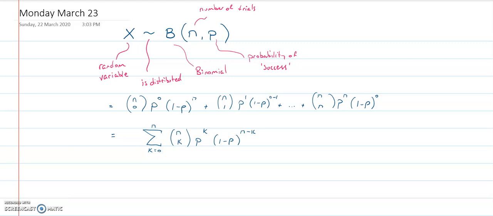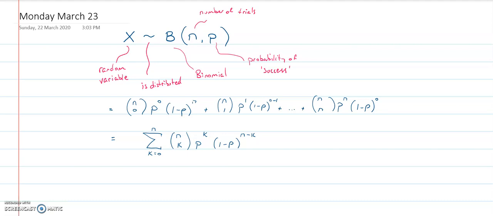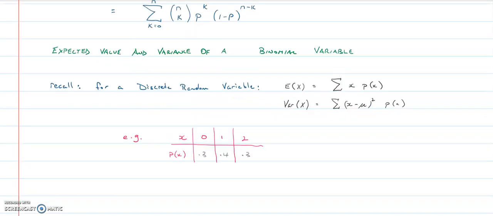Okay, so in the last class we looked at how to calculate a certain number of successes, or use our calculator. I want to look at a couple of different parameters today. I want to look at the expected value and variance of a binomial variable.